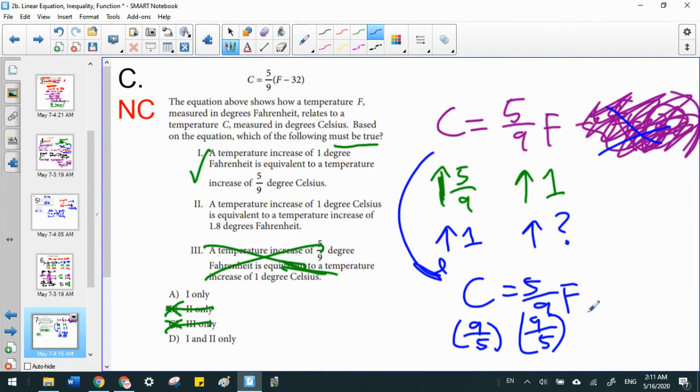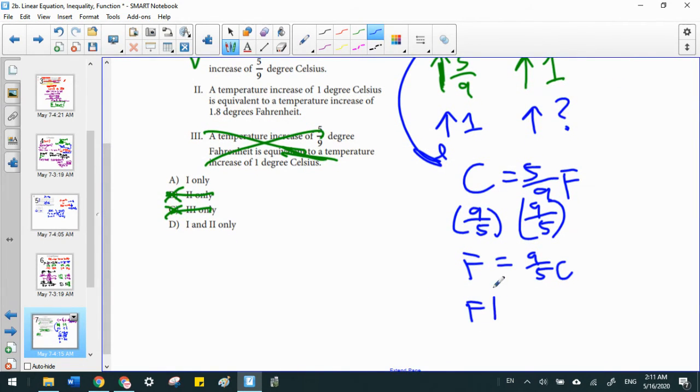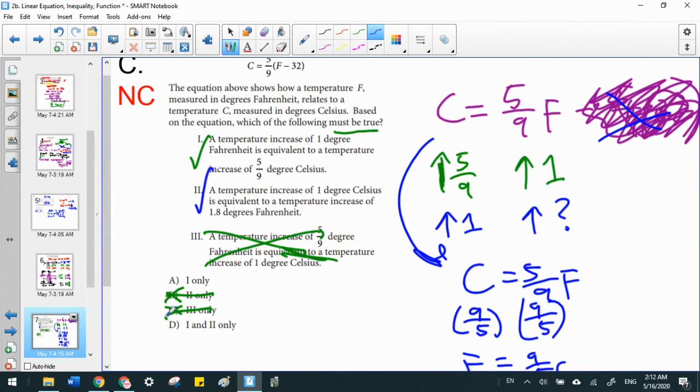Multiply both sides of the equation by 9/5. So then F is equal to 9/5 C. So now I know if the Celsius goes up by 1, then I know that the Fahrenheit goes up by 9/5, also known as decimal form 1.8. So then I get to really, really easily decide that number 2 is also true. So then the answer is D.